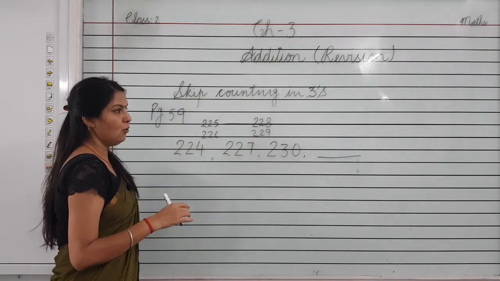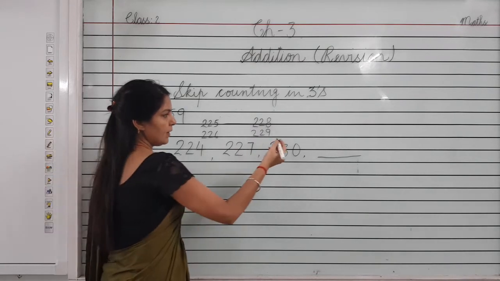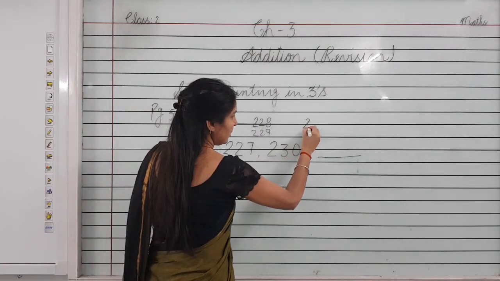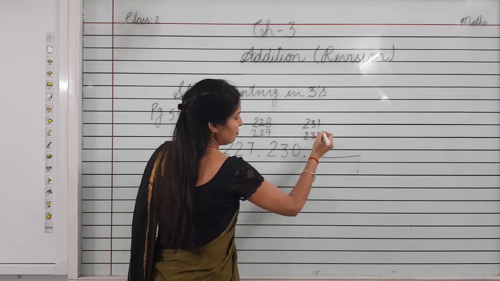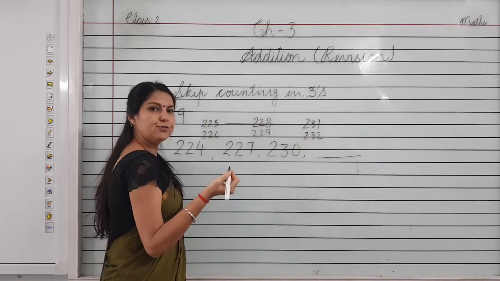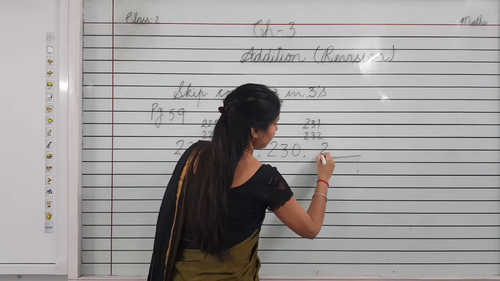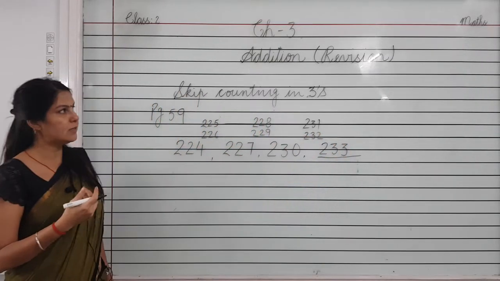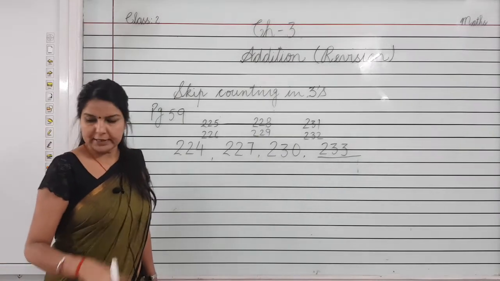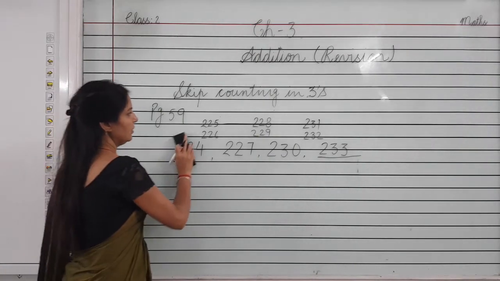What will we do now? We will skip 231 and 232. After that, we will write 233. I hope you have understood skip counting in 3s. Now, let's take one more sum from the question.